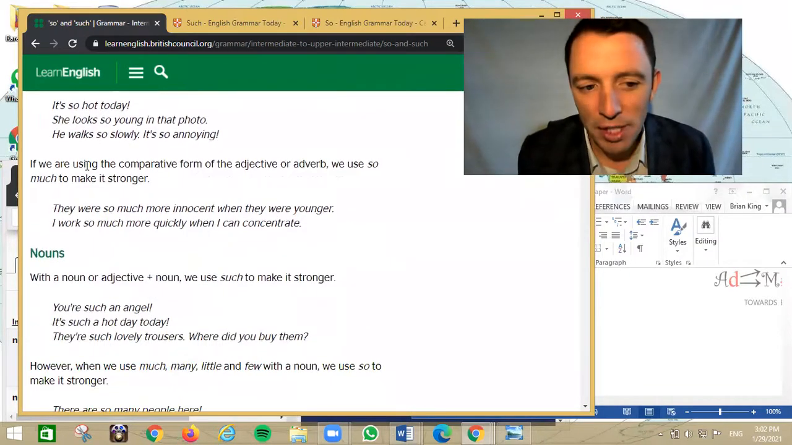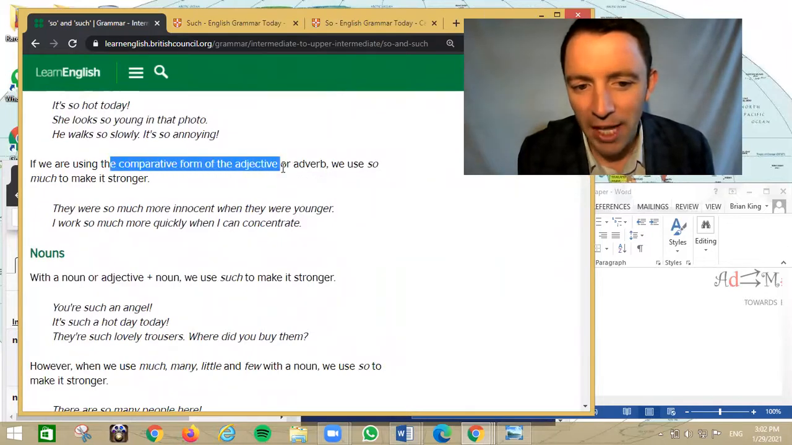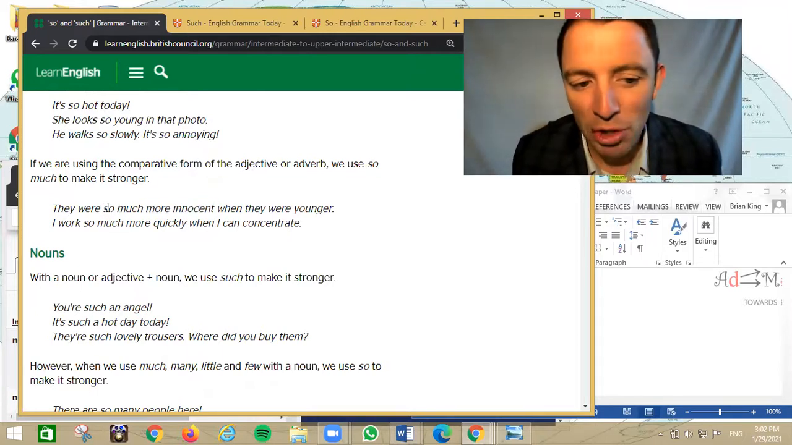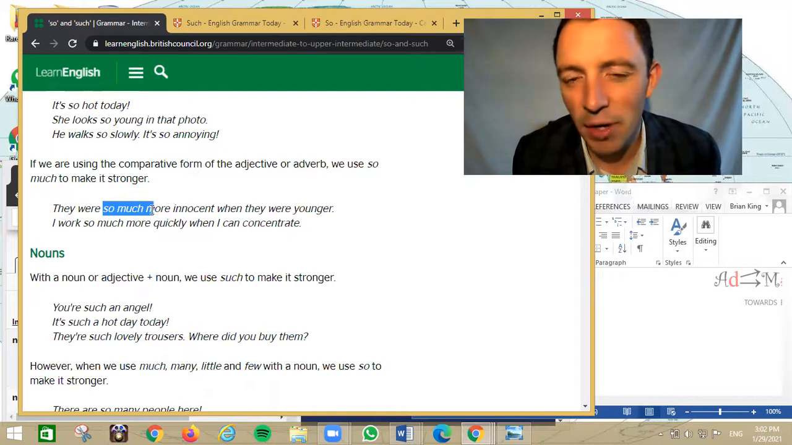If we are using the comparative form of the adjective or adverb, we use "so much" to make it stronger. So here is the comparative, "more innocent." And with the comparative, we normally have "so much more innocent." Again, to make it more intense, more dramatic, and with more emphasis.